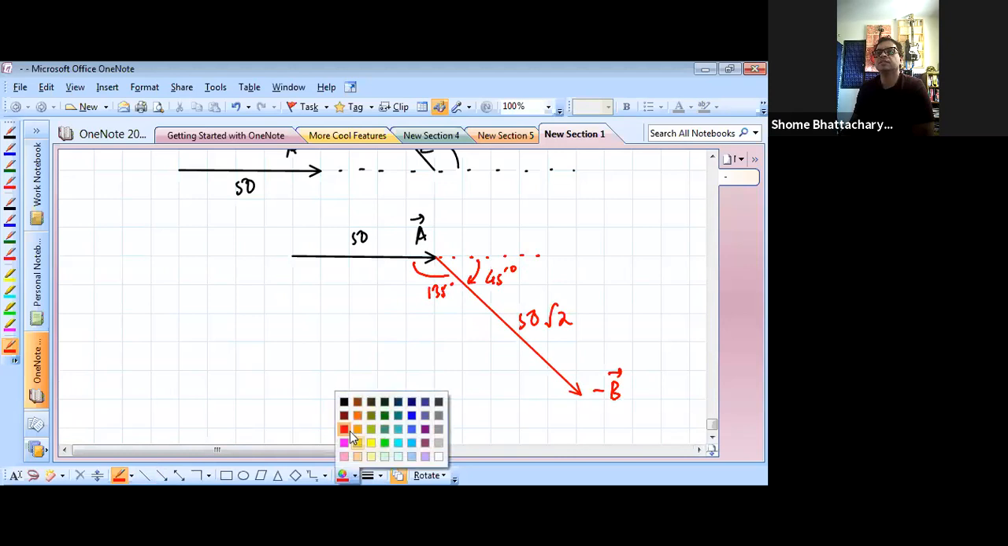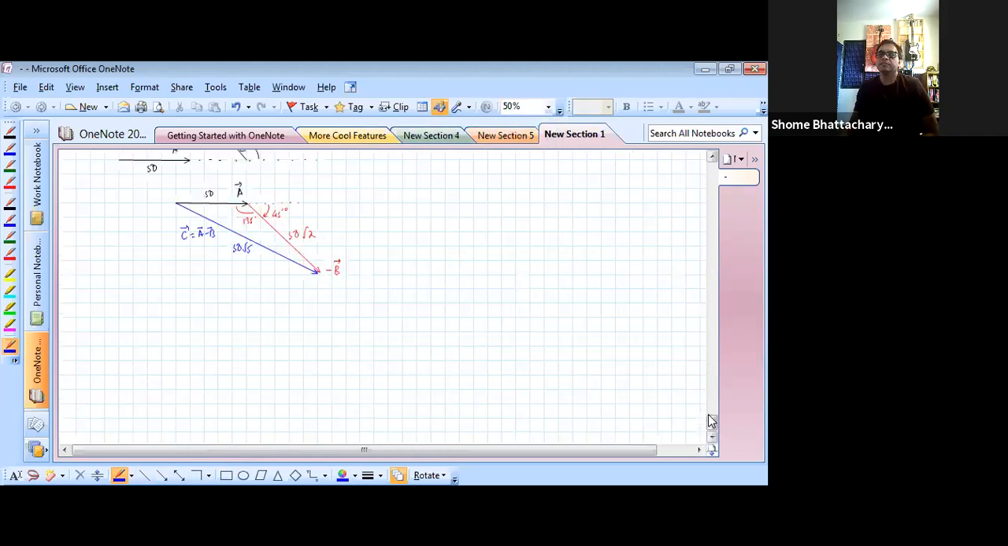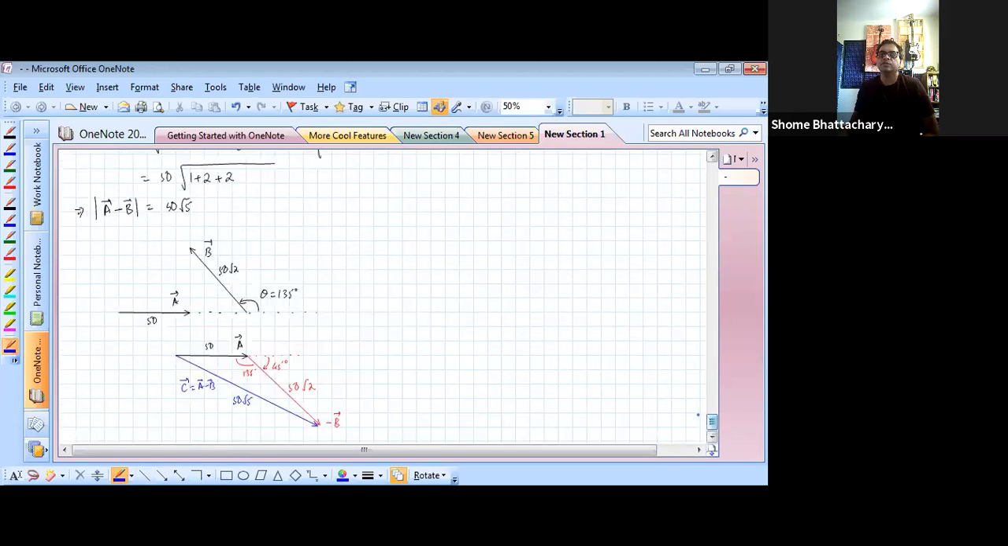Okay. And that is why now the difference of A minus B, which is this one, will be coming like this. This one will have a magnitude of 50 root 5. So this diagram will correspondingly make sense to the value that we got. Okay? It will make even more sense if you now understand it this way, that this was vector A, this was vector minus B, and this is the vector C you're trying to calculate.